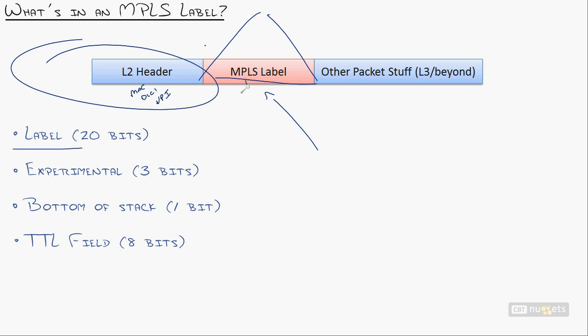In that shim, you have the label itself, which is 20 bits of information. So it can be a rather large number. You have what's called experimental bits. There's only 3 of them. 1, 2, 3. So how many numbers can you have with 3 bits, decimal numbers? 8, right? Think back to your subnetting days. This actually is nowadays used by just about every vendor as a type of class of service.